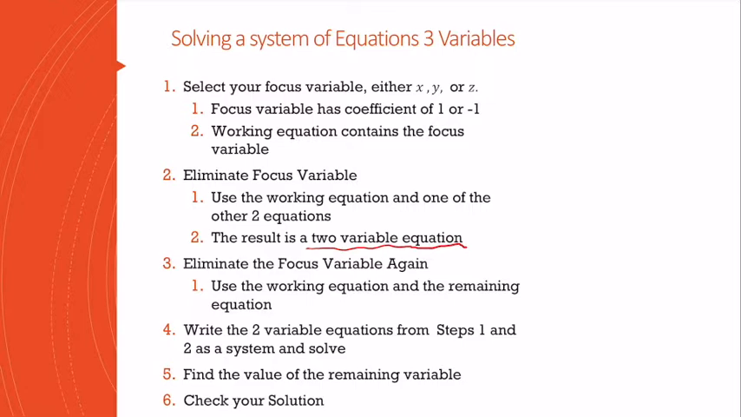Step 3 is we're going to eliminate the focus variable again using the working equation and the remaining equation. Next, we're going to take our two-variable equations and solve that system using substitution or elimination. It's up to you. Then we want to find the remaining variables and check our solution. So let's work through an example.